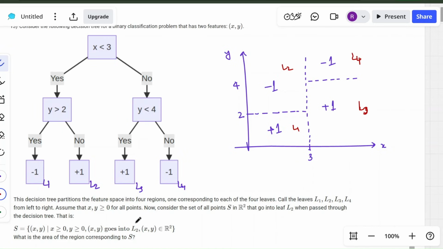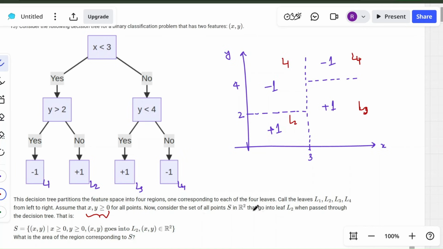Now consider the set of points. Now assume x and y are strictly positive or non-negative, right? Which means these boundaries are there. Otherwise, this region is very large. But now these boundaries are there. Same for this. This is L1, by the way. This is L1. This is L2.